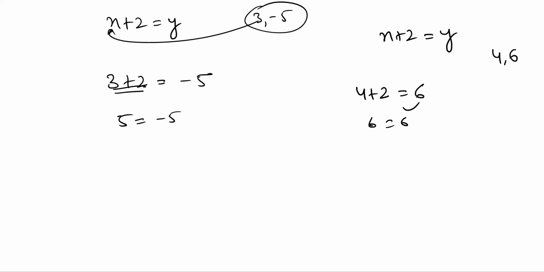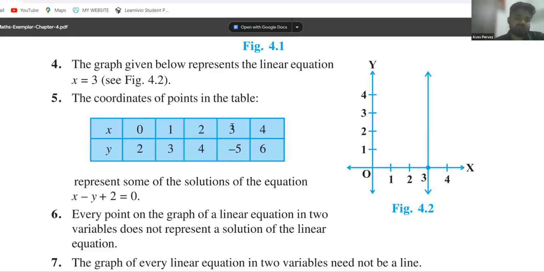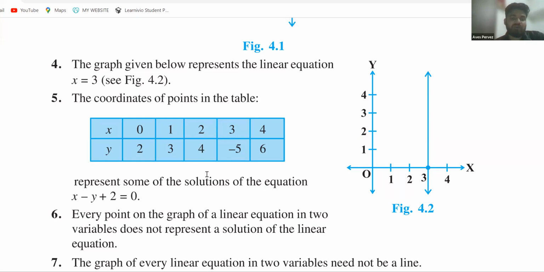Sir, how many coordinates are satisfying? This one, this one, this one, this one, but not this one. So the coordinate of the point on the table represents some of the solutions. Okay, excellent.